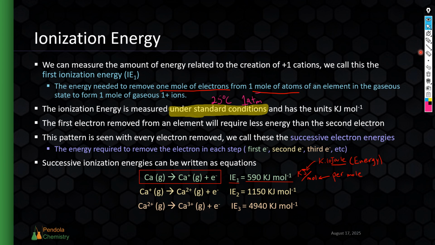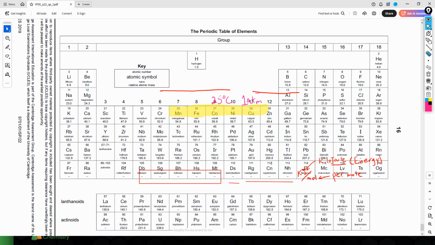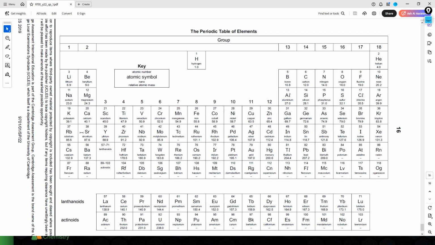Let me bring up my periodic table here. Calcium being in group 2 is an element that naturally forms 2+ ions, not 1+ ions. So you might be asking, well, Mr. Pendola, why do we need to know the first ionization energy of calcium? And that's because, to form a 2+ ion, we first need to remove the first electron and then remove the second electron. And those 2 electrons do not take the same amount of energy to remove.